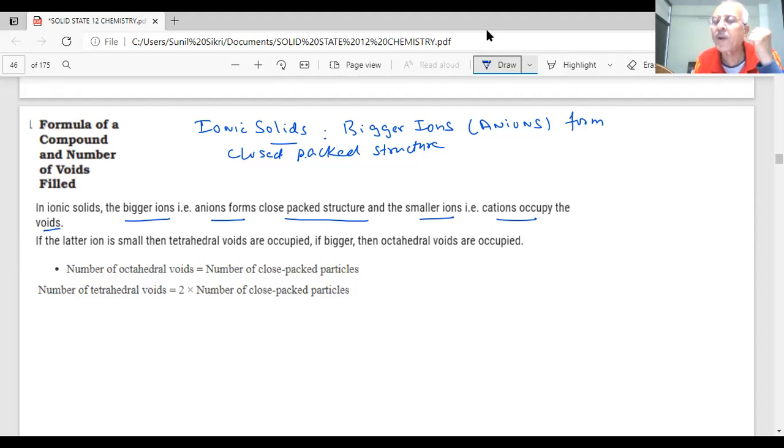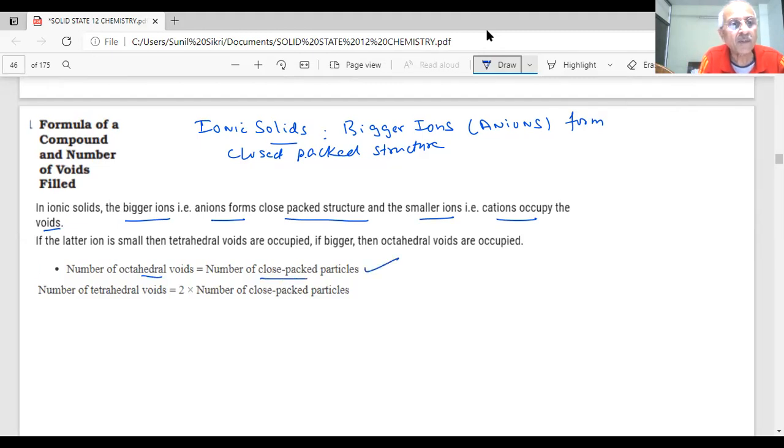Now, which void do they occupy? There are two types of voids, and we have shown the radius ratio range also. The smaller one can go to the tetrahedral. If it is larger, then it cannot fit into tetrahedral, so it will go to the octahedral void. So if we know what fraction is occupied in tetrahedral or octahedral voids, we can find the formula of the compound. Because we already know the number of octahedral voids is equal to the number of closed pack particles.